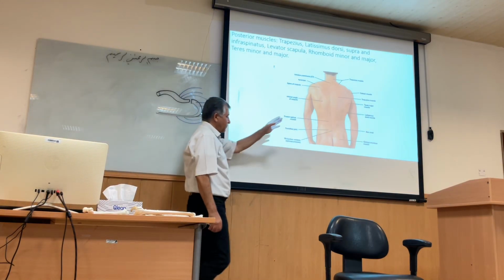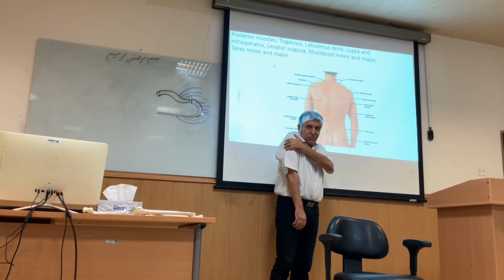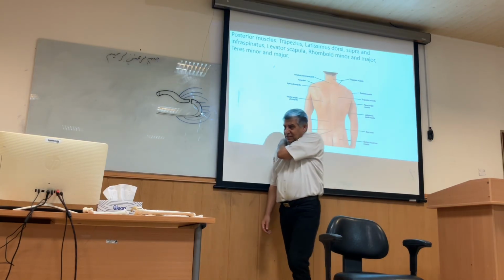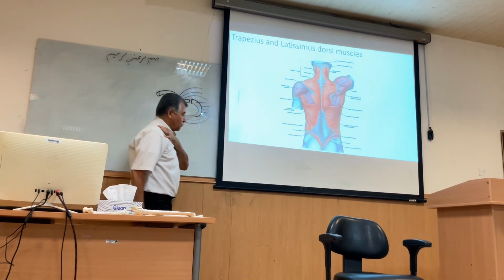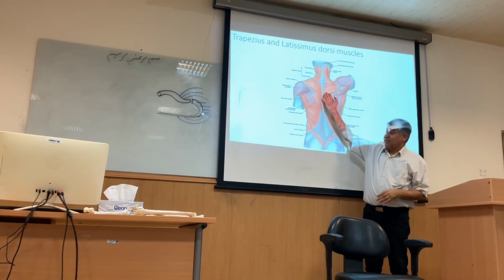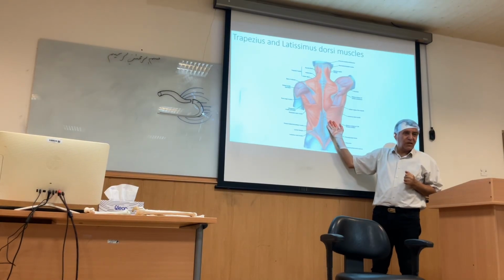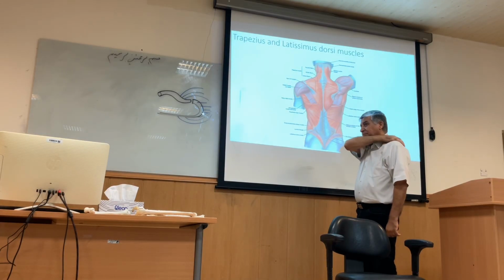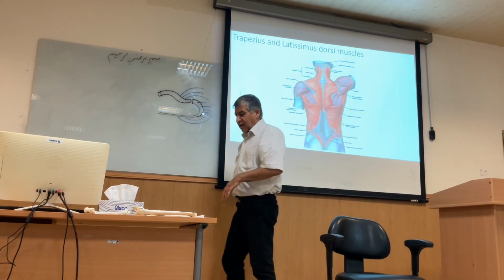Posterior muscles. We began with anterior muscles, lateral muscles, now posterior muscles. When the skin is removed, we can see two large muscles. This muscle is trapezius, this one latissimus dorsi. I touch trapezius, latissimus dorsi. Okay?